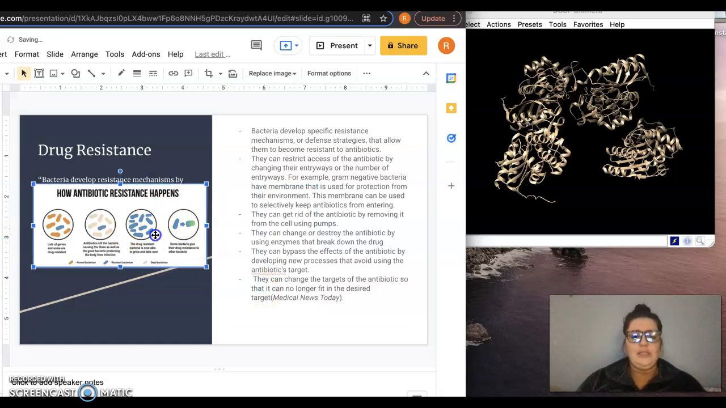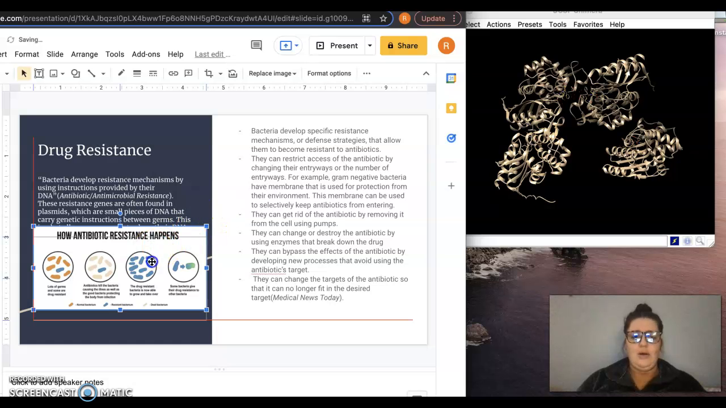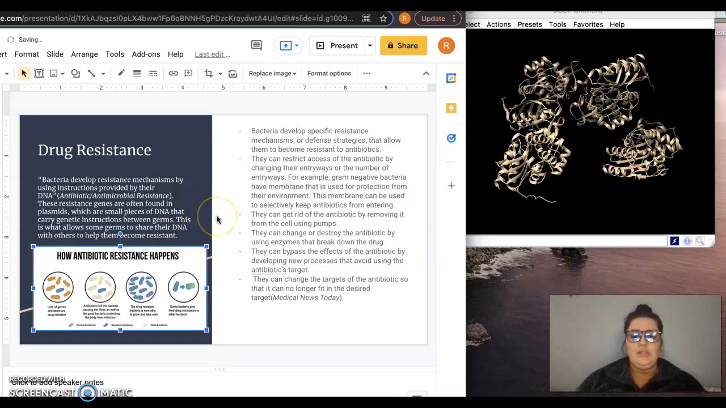So bacteria have different mechanisms by which they can become resistant. They have different defense strategies, and this allows them to become resistant. They can restrict access of the antibiotic by changing their entryways or the number of entryways that they have. For example, gram-negative bacteria have membranes that are used for protection from their environment. This membrane is basically a selectively permeable membrane that can keep antibiotics from entering.